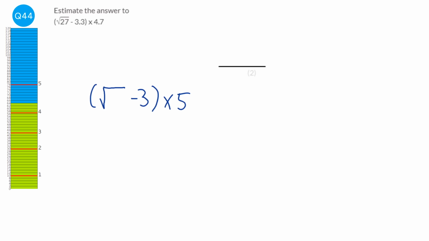Now, 30 is no easier to work out. So square numbers are a bit of an exception. When you've got a square root, you've got to find it to the nearest square number. So 27 to the nearest square number is 25. So square root of 25 is 5. And then 5 take away 3 is 2. Times 5 is going to be 10. So our answer is 10.